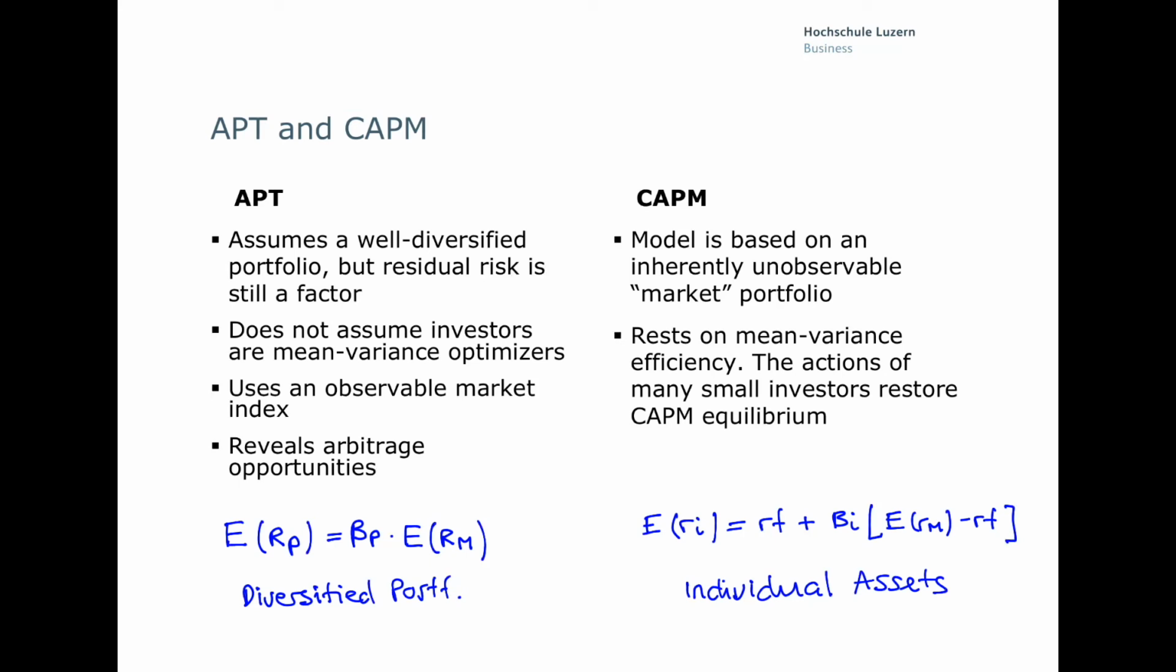Moreover, the APT provides an expected return beta relationship using a well-diversified portfolio that can be constructed from a large number of securities. It does not rely on the elusive and impossible to observe market portfolio of all assets that underpins the CAPM. A well-diversified index portfolio can suffice for the APT.